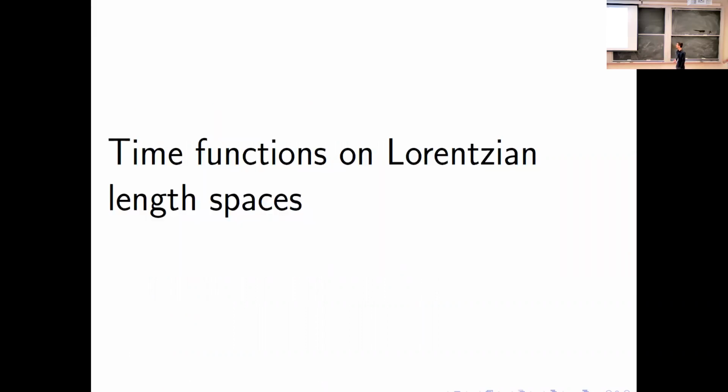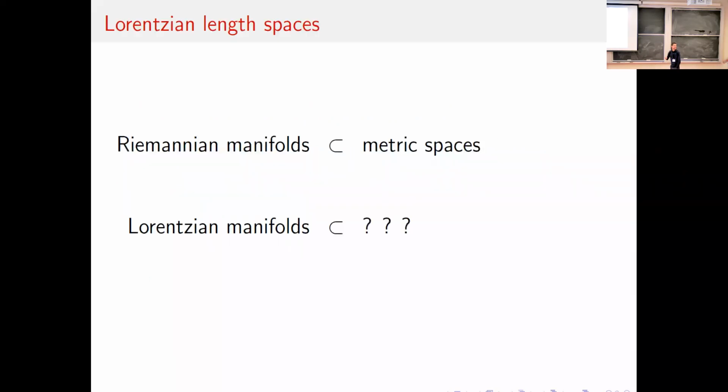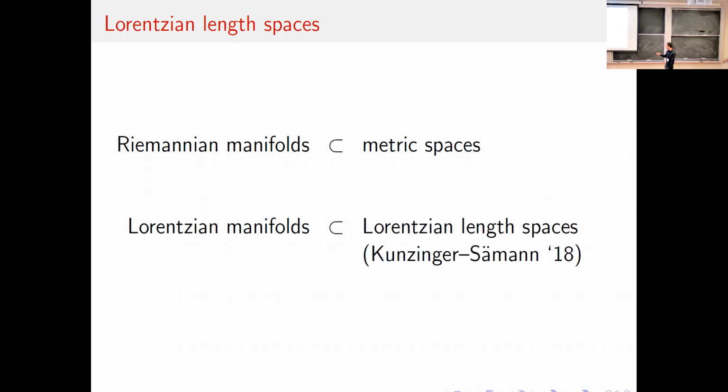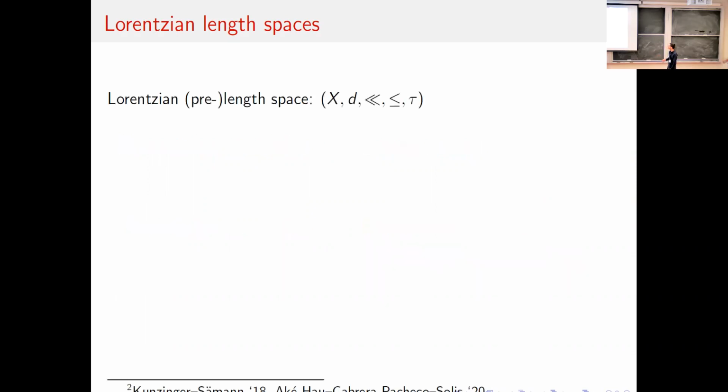Okay, so now I'm going to say first what Lorentzian length spaces are. As you've seen in the previous workshop and maybe also in this workshop, it's often good to see Riemannian manifolds as a part of metric spaces. And then one can ask, can we do the same for Lorentzian manifolds? There is a concrete proposal by Kunzinger and Sämann of how to do that, and I'm going to explain the basics of it.